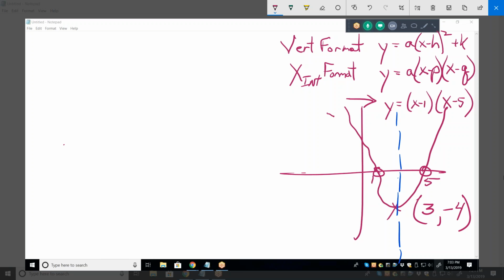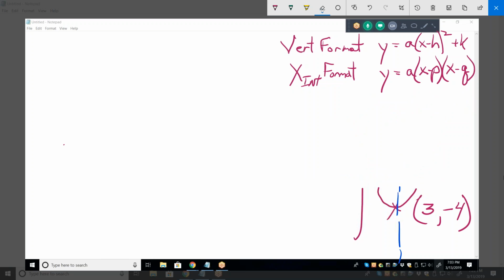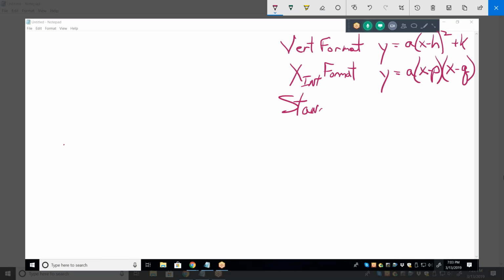Okay? And there's another one called standard format. Have you had standard format? Yeah. Okay, well, let's just write it along with the first two so we'll know which ones we're dealing with, and there's different ways to graph all of them. When you have standard format, then you use minus b over 2a to figure out the x-coordinate of the vertex.